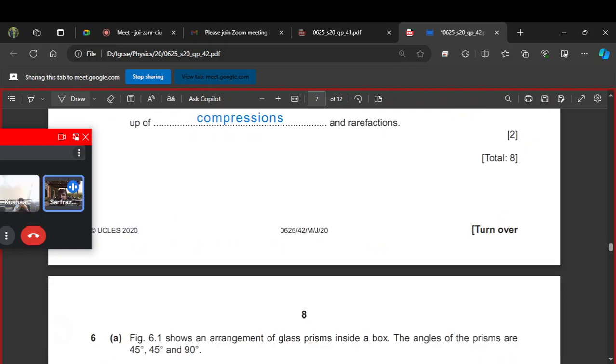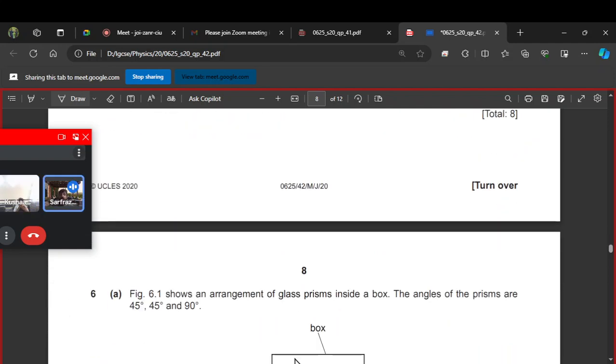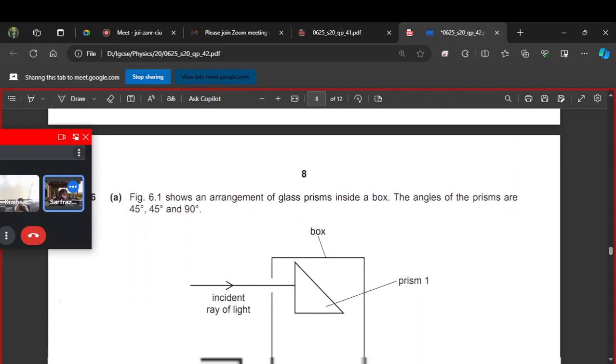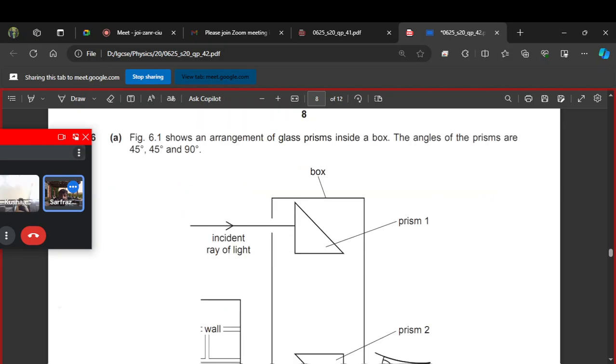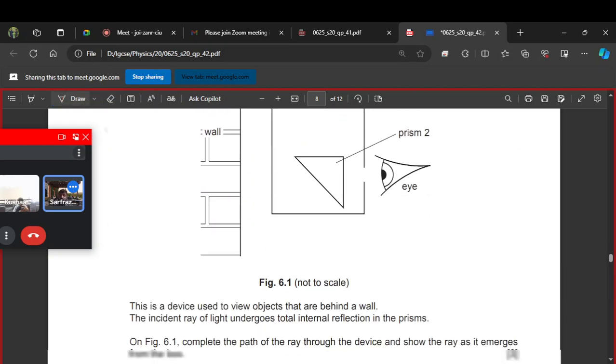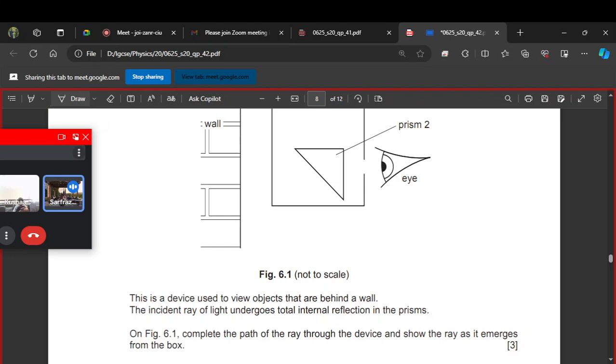No. Okay. Next question says that figure 6.1 shows an arrangement of a glass prism inside a box. The angles of the prism are 45 degrees, 45 degrees, and 90 degrees. Meaning this angle is 45, this is also 45, and this angle is 90 degrees. Okay, so now move to the question. This is a device used to view objects that are behind a wall. The incident ray of light undergoes total internal reflection in the prism. On figure 6.1, complete the path of the ray through the device and show the ray as it emerges out from the box.